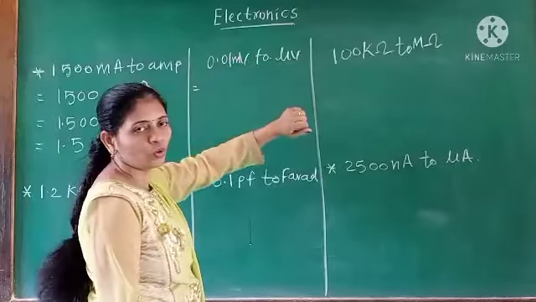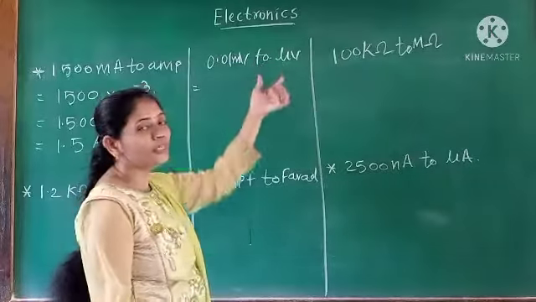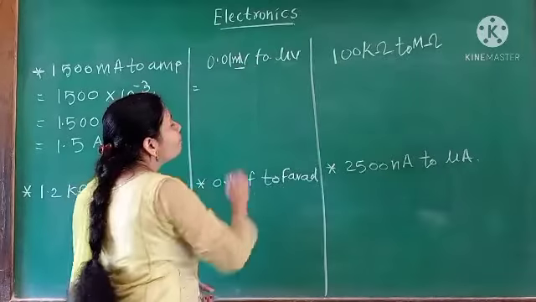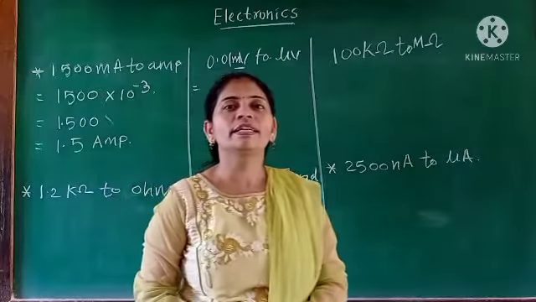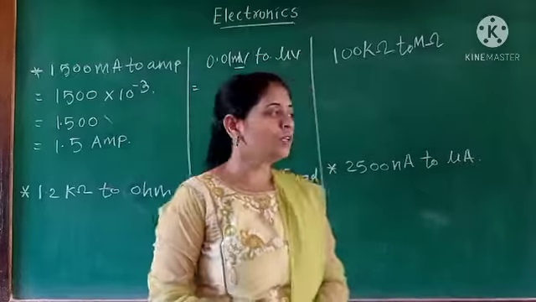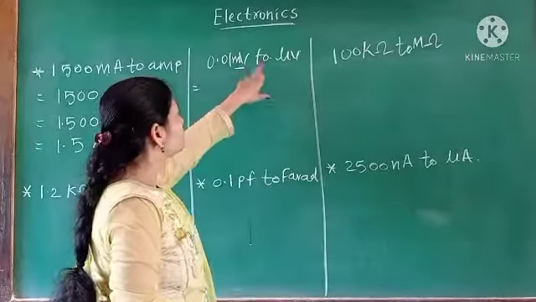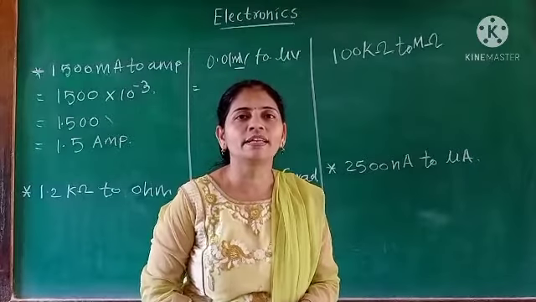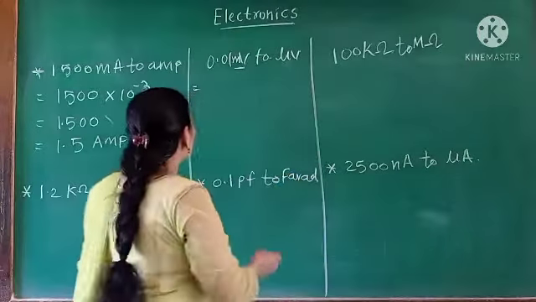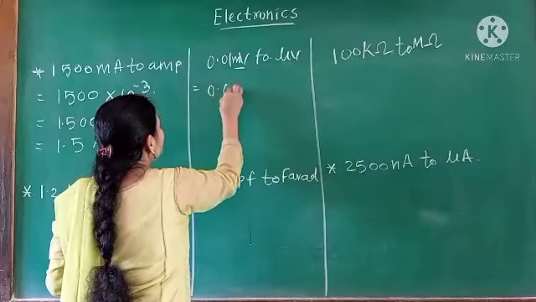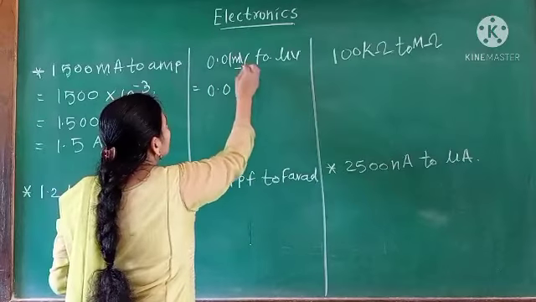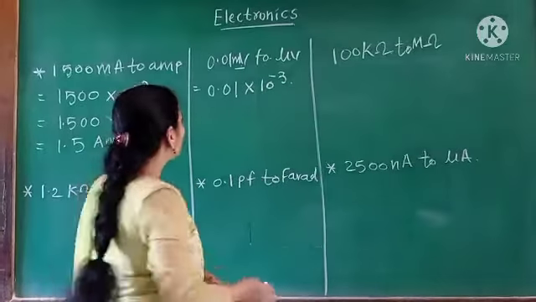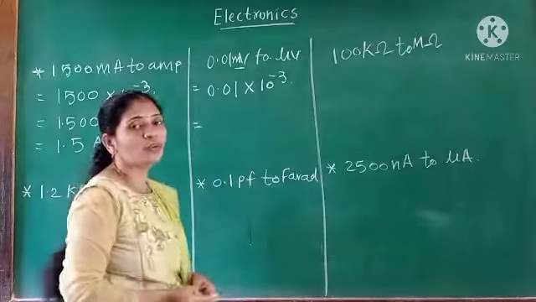0.01 millivolt. This we have to convert into microvolt. As we know, millivolt. Milli means what? 10 raised to minus 3. So we have to convert this into microvolt. What is meant by micro? Micro means 10 raised to minus 6. So now the 0.01 into 10 raised to minus 3, it is millivolt. But what we require? We require microvolt.